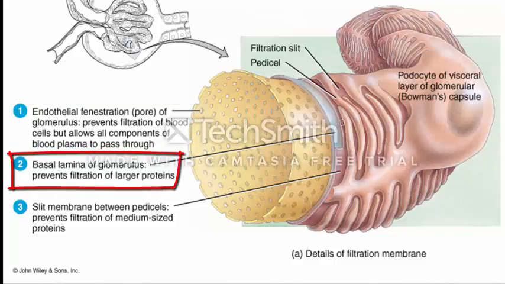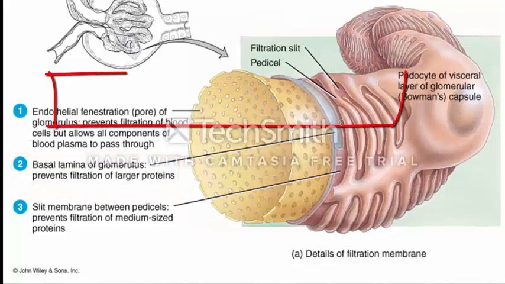The second layer is a basement membrane of the glomerulus, and this lies between the capillary endothelium and the visceral layer of the Bowman's capsule. It's composed of a mesh of glycoprotein fibrils, and it prevents the filtration of larger proteins.